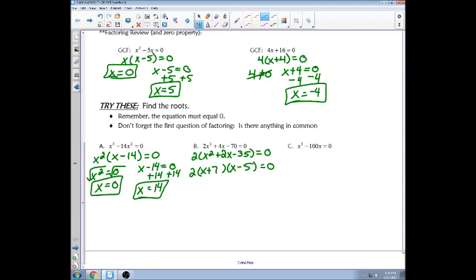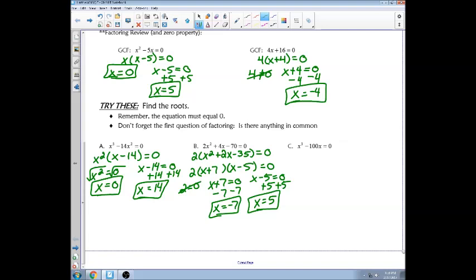Everything needs to be set equal to 0. 2 is not equal to 0, so I can get rid of it. X plus 7 equals 0. If I subtract 7 from both sides, x equals negative 7. X minus 5 equals 0. If I add 5 to both sides, then x would equal 5. That'd be the end of that problem.